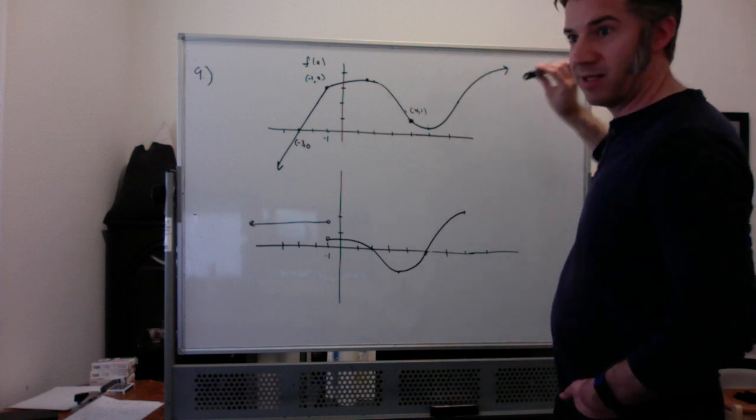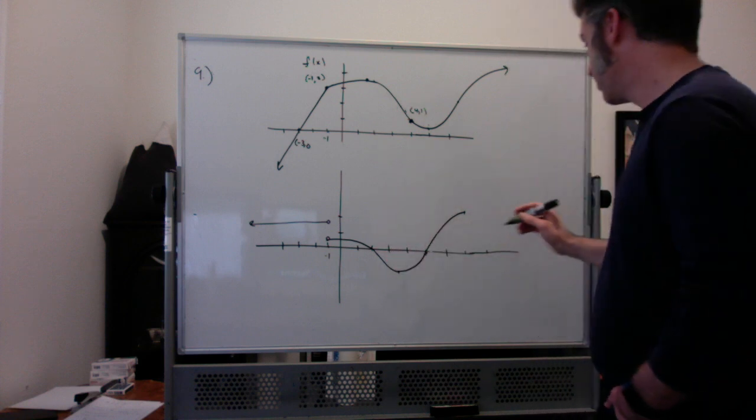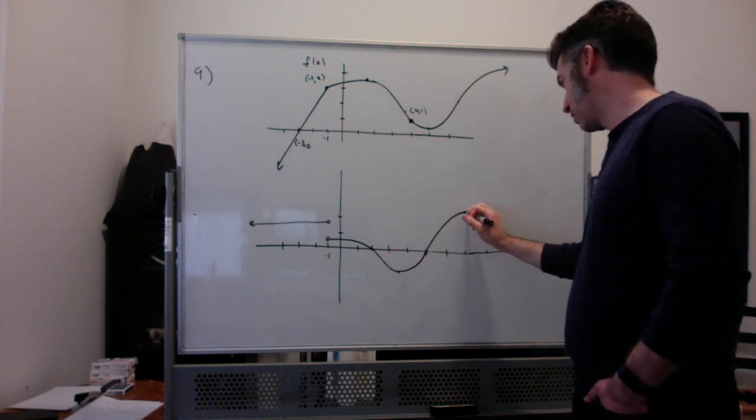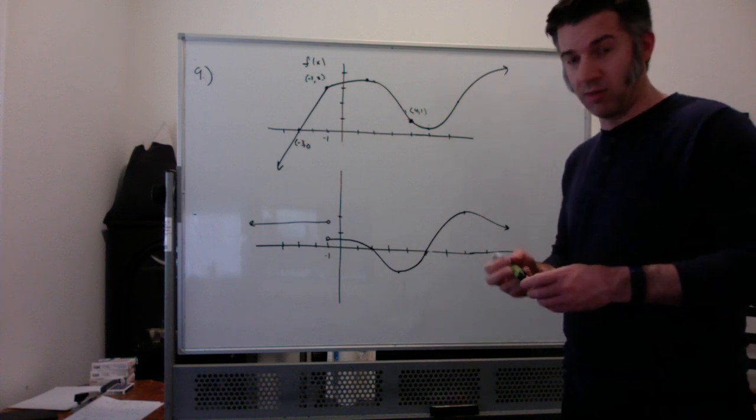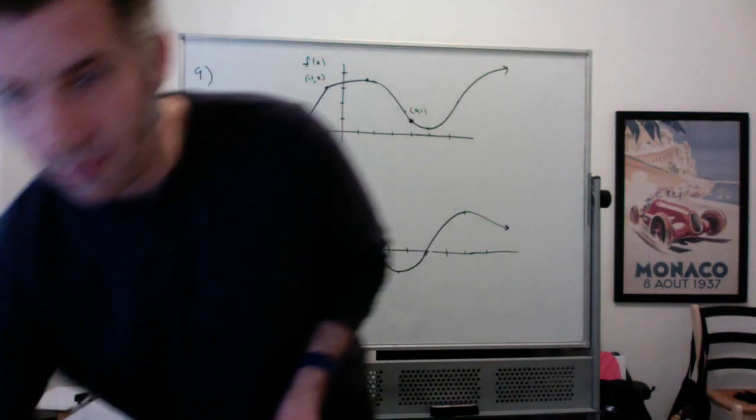And then after that, the graph starts to peter out and starts to have less and less slope. It's not exactly clear, so I would probably just say it kind of starts to do like this. But again, we don't really know. So that's the best we can probably do with what's given. That's problem 9.